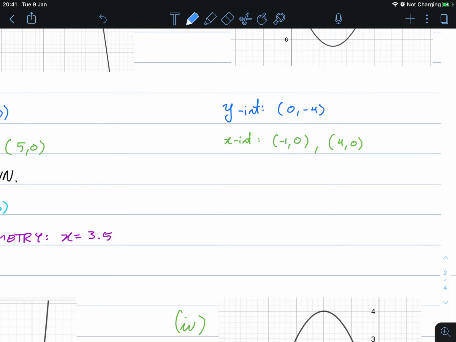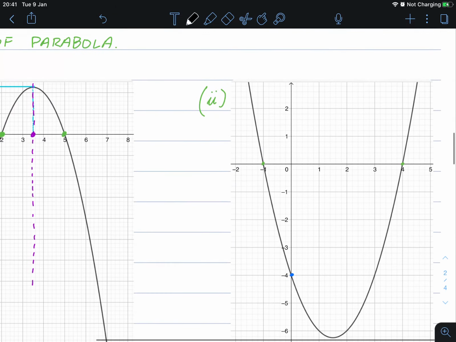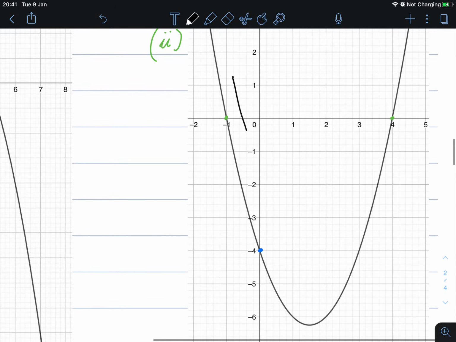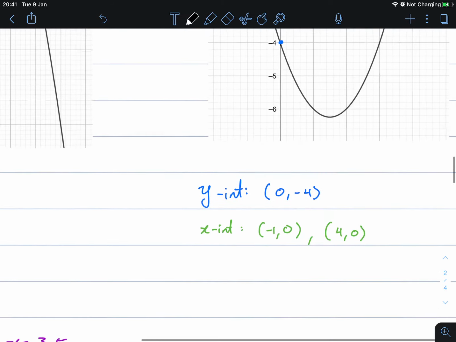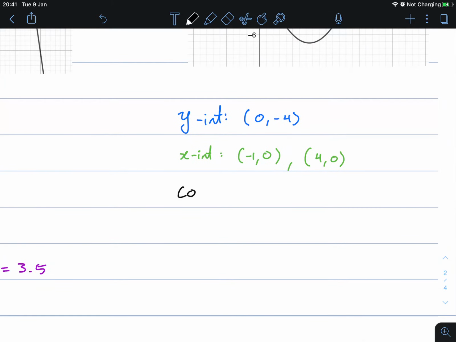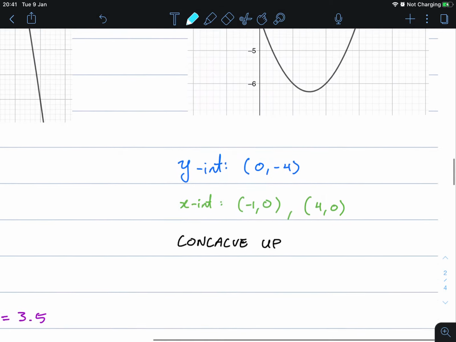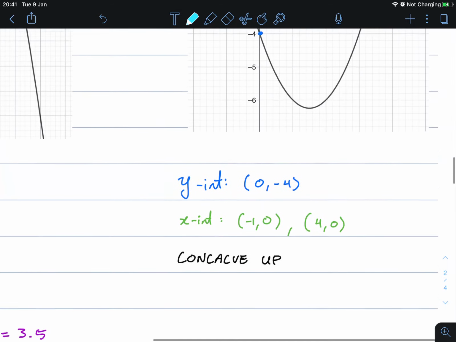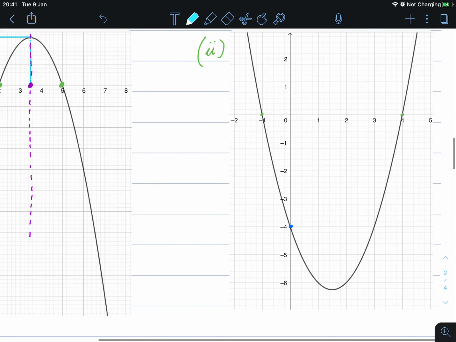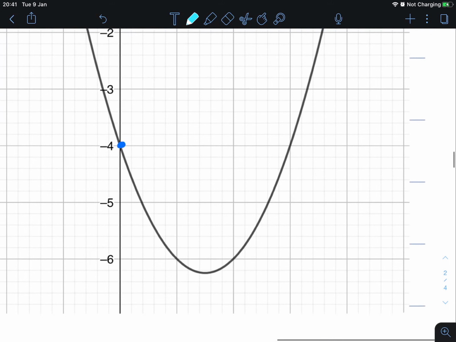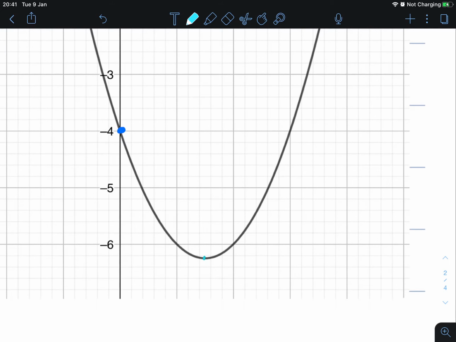Next key feature we're looking at is concavity. That's very obvious what the concavity is. It's smiling upwards. So this is concave up. Let's now find the next point, the minimum or the maximum. In this case, because it's concave up, we have a minimum value. We can see it approximately here.